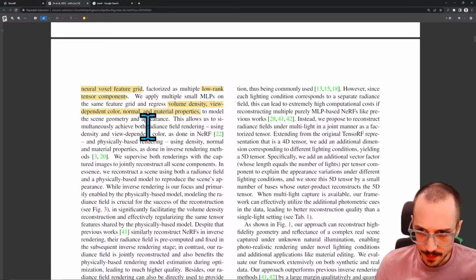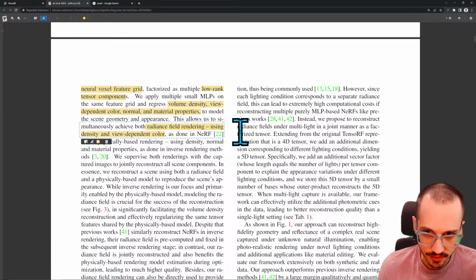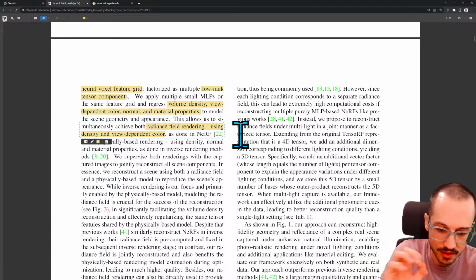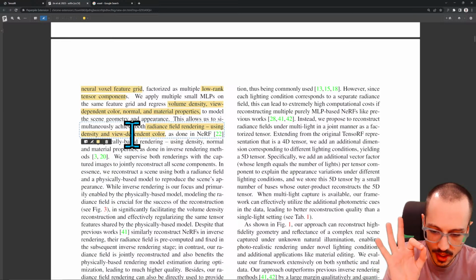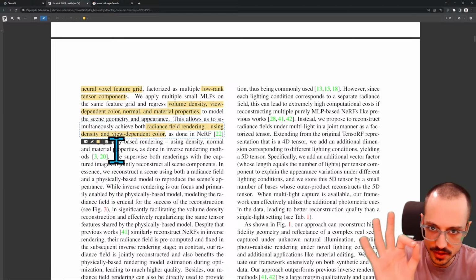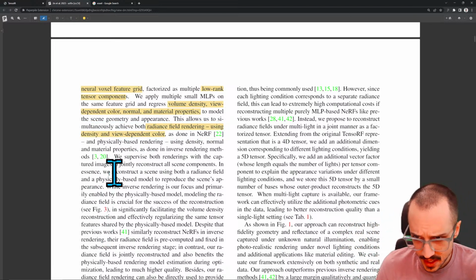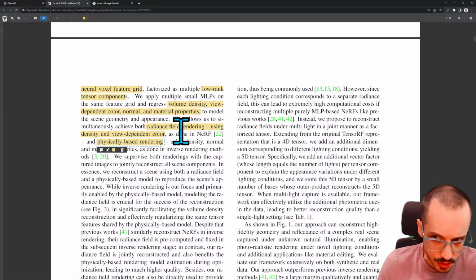Okay, so radiance field rendering using density and view-dependent color. What this means is that normally whenever you have a NeRF, the way that you actually render it is what's called ray marching, which is a form of rendering where you project rays out from the desired view, right? So it's view-dependent color, and then you basically add up together all the colors that are along this ray, and that gives you the final color of the pixel. Physically based rendering is what you're doing when you're playing video games.